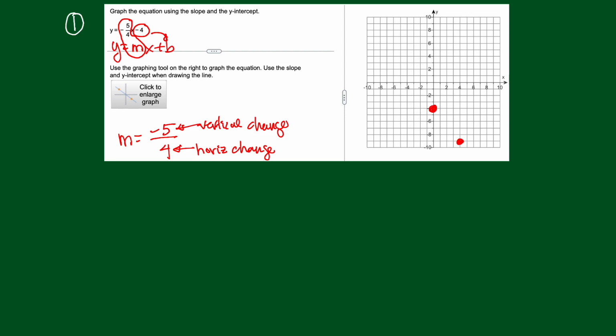And now I'll pass a line through these 2 points. And that is my graph. I'll put arrowheads to indicate that the line goes on indefinitely in both directions. And you can tell by the slope here, if I just pick any point on this line and go over 4 and go down 5, I'll be back on the graph.